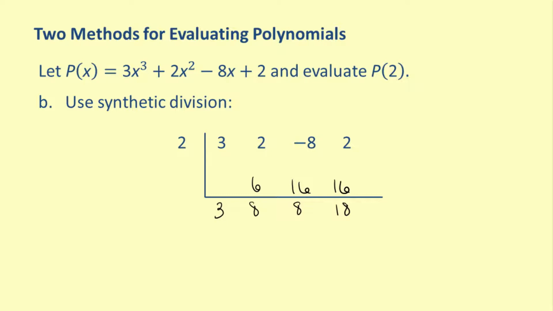By the remainder theorem, this tells us that p of 2 is equal to 18. As you can see, this is the same value we found in part A by evaluating the polynomial directly.